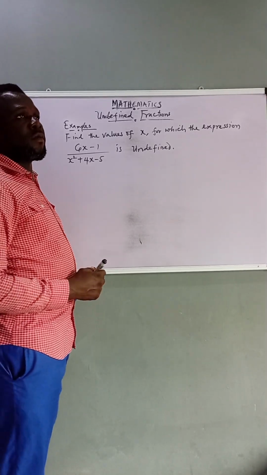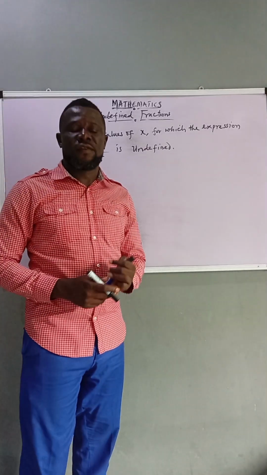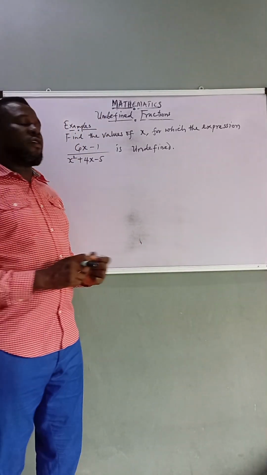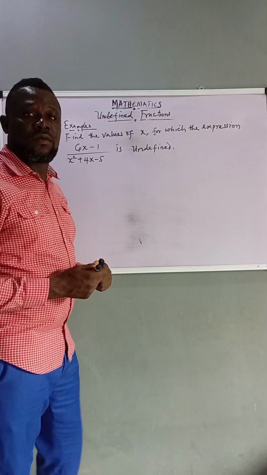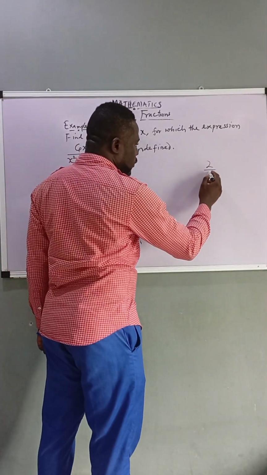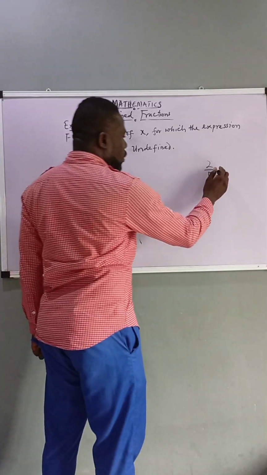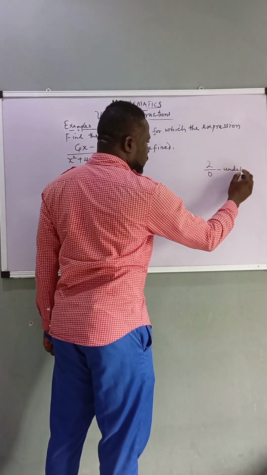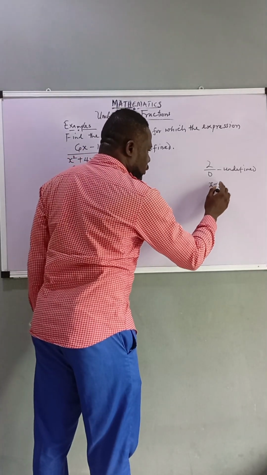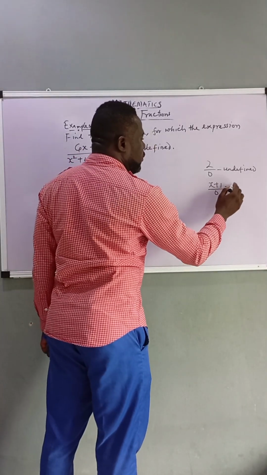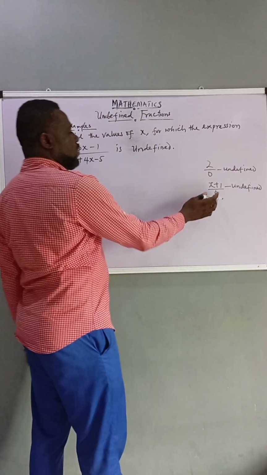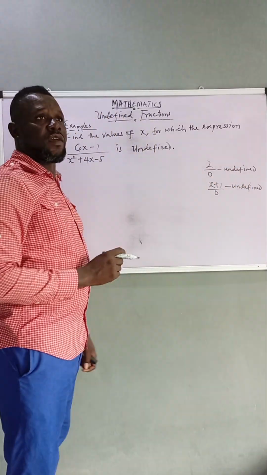Undefined fraction. What is an undefined fraction? A fraction is said to be undefined if the denominator of the fraction is equal to 0. That is, if I have 2 over 0, I say this is what? Undefined fraction. If I have x plus 1 over 0, this is an undefined fraction, because the denominator is equal to 0.